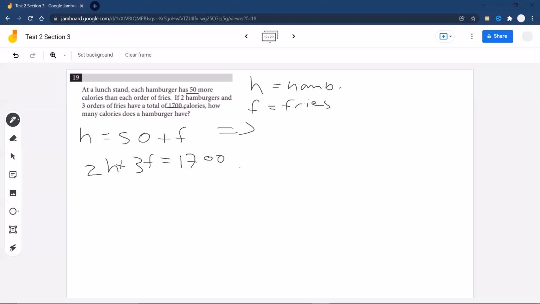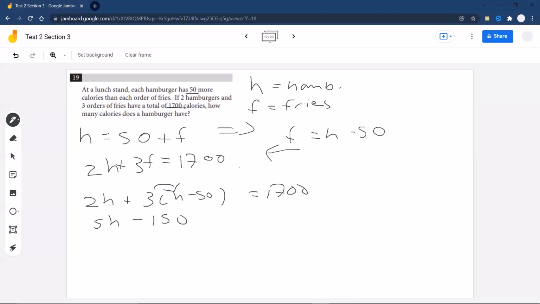So let's do that. We'll get f is equal to h minus 50, by subtracting. And then we can plug that into this equation. So we'll get 2h plus 3 times h minus 50 is, of course, equal to 1,700, which means that we have 5h minus 150, just by distribution here, equals 1,700. Then we add 150. That cancels.